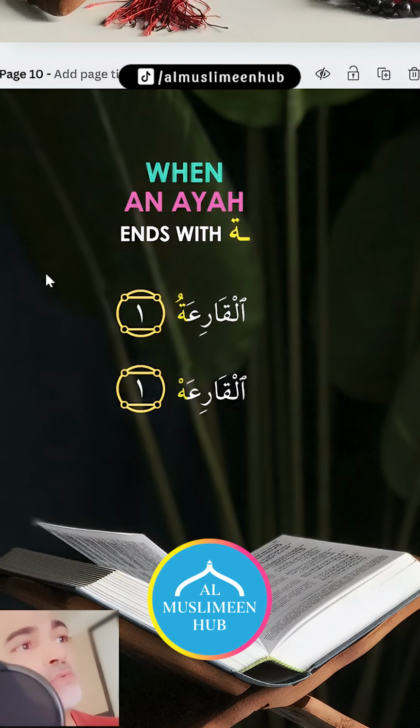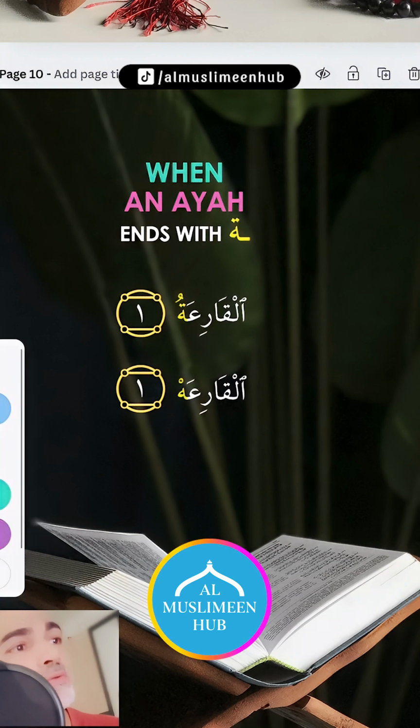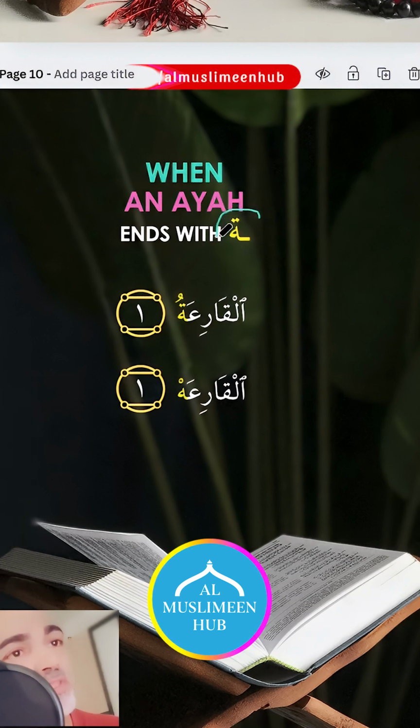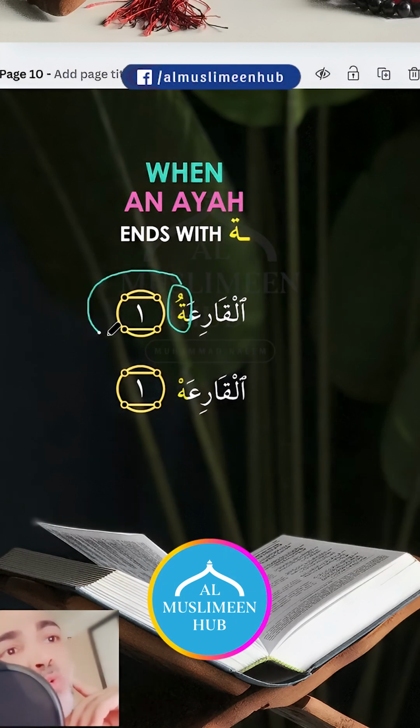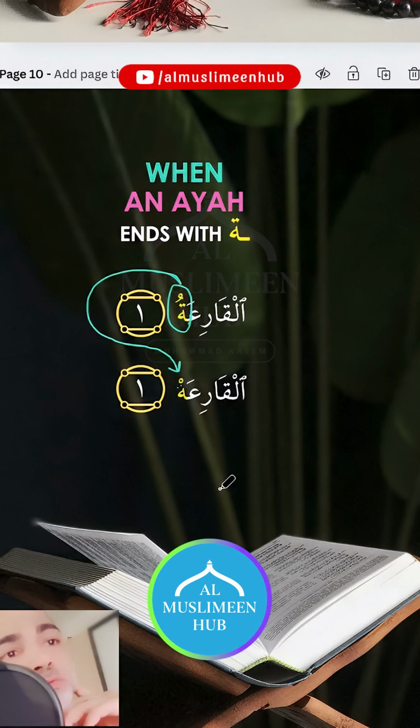You can see in the Quran when the ayah is ending with ta, okay, this ta, I am not talking about this one, this is a different one, I am talking about this ta. So when you see an ayah with this ta ending, it has to be replaced with ha. The ta will be converted to ha automatically. The two dots on the ta are gone.